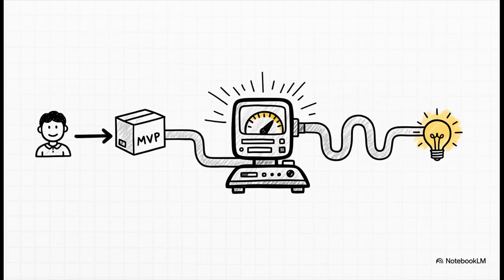And this all brings us back to the core lesson here. An MVP is basically a scientific instrument. Its whole purpose isn't to be this flawless, finished product right out of the gate. Its purpose is to give you flawless information so that you know exactly what you need to build next.